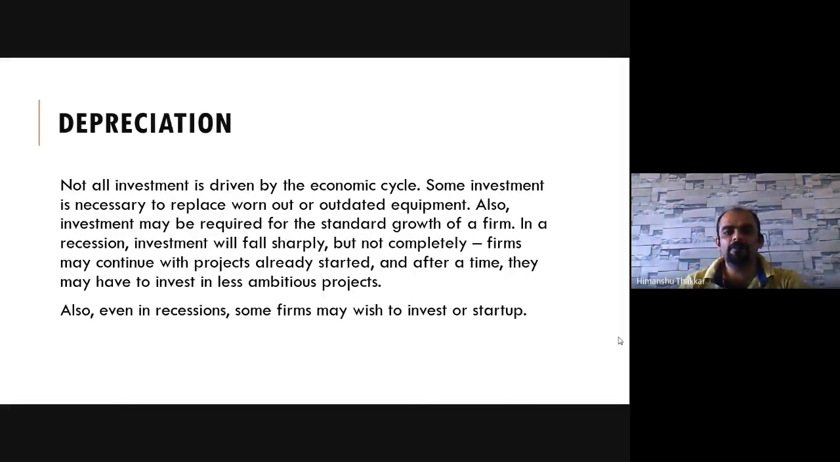Then comes depreciation. Not all investment is driven by the economic cycle. Some investment is necessary to replace worn out or outdated equipment. Also, investment may be required for the standard growth of a firm. In a recession, investment will fall sharply, but not completely. Firms may continue with the projects already started, and after a time, they may have to invest in less ambitious projects. Also, even in recessions, some firms may wish to invest or start up.